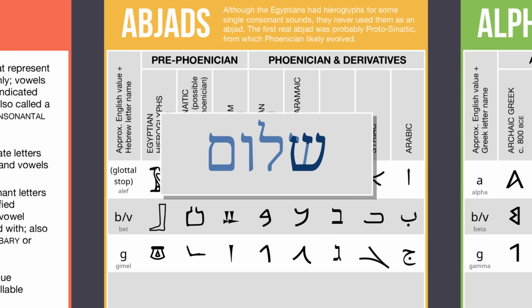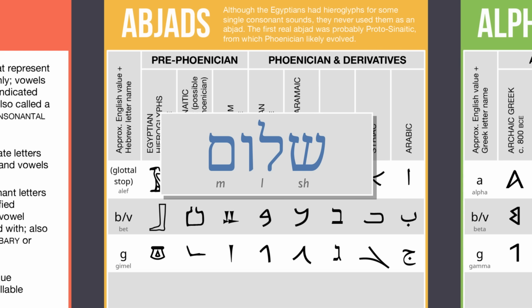So this letter stands for the sound sh. This letter stands for l. And this letter stands for m. So on the surface, we have sh, l, m. But every language needs vowels. It's just that Abjads usually don't include them. Instead, the reader is expected to add them in on their own, based on context.